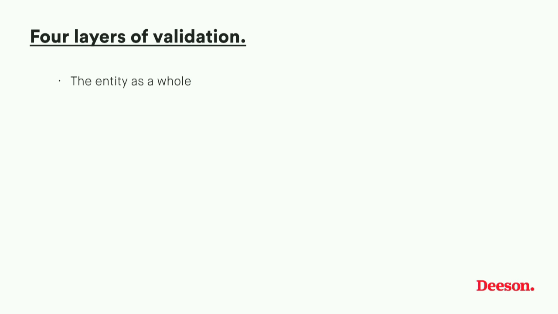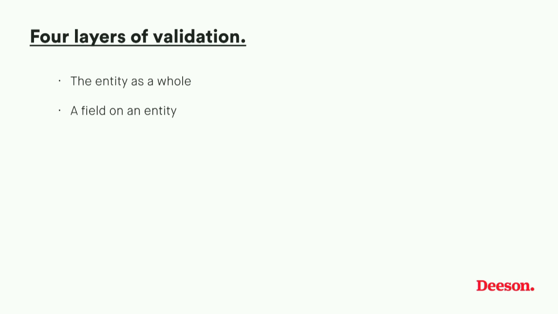So that's how you need to imagine this. The higher level you invoke validation on, the more it can tell you because it knows more about what's coming next. If you invoke it at the deepest level, it only can tell you something about itself. So you can validate the entity as a whole. You can also validate a field on an entity.